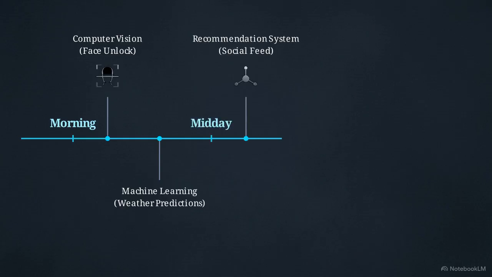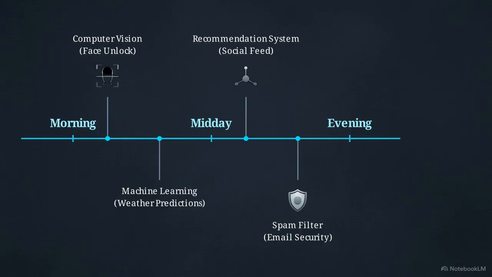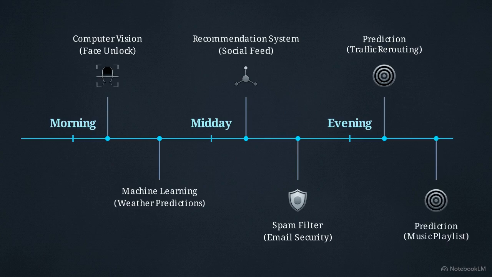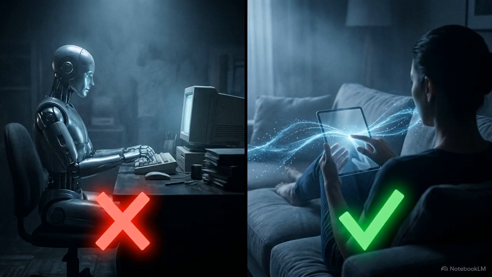By midday, you open a social app and a recommendation system dictates which posts appear at the top of your feed. You open your inbox, where a spam filter has already identified and removed phishing attempts. Moving into your evening commute, a navigation app predicts traffic patterns and reroutes you around delays, while a streaming app predicts exactly which songs you want to hear next. None of these interactions feel like consulting a robot. They just feel like normal technology doing its job.